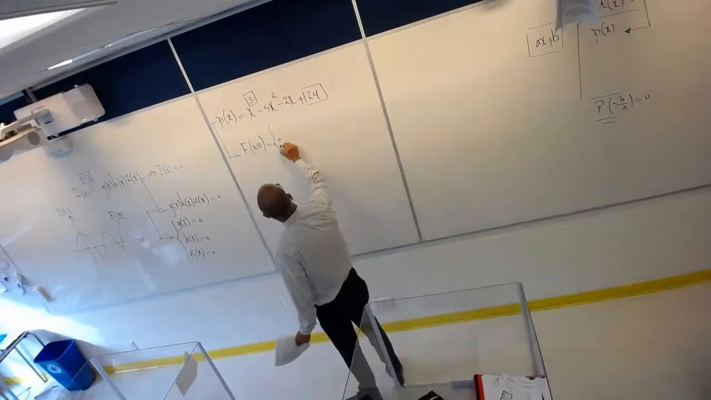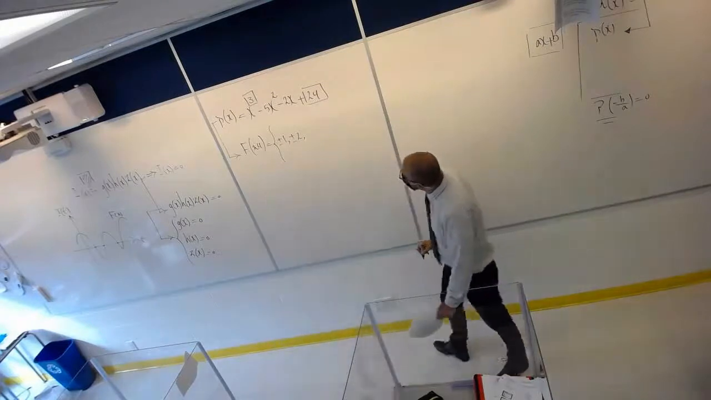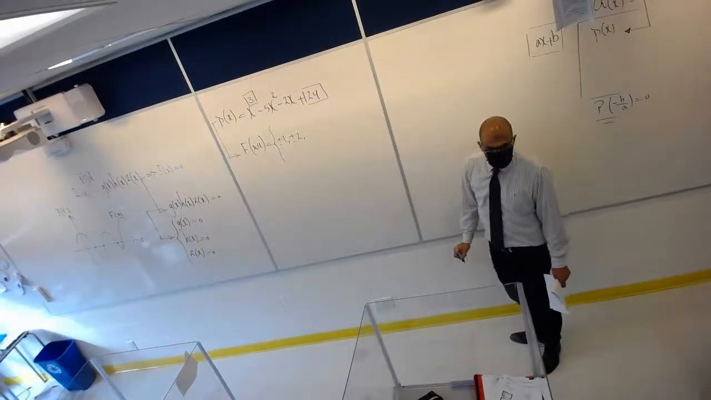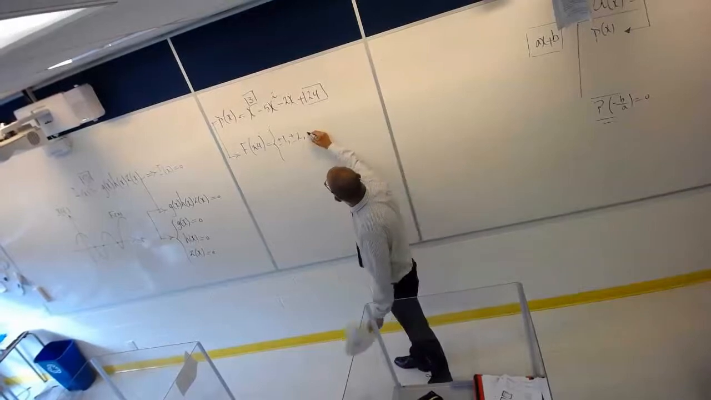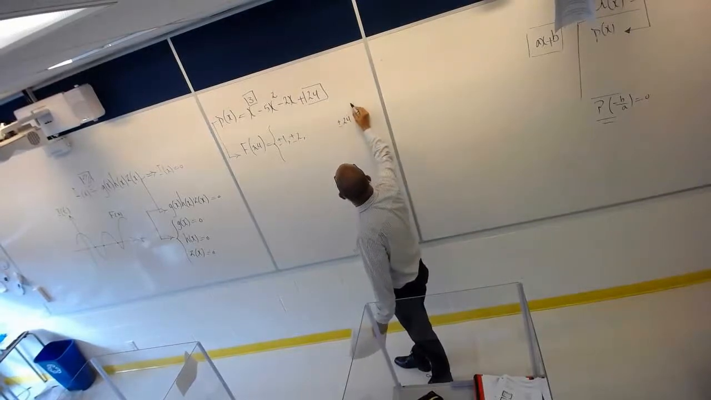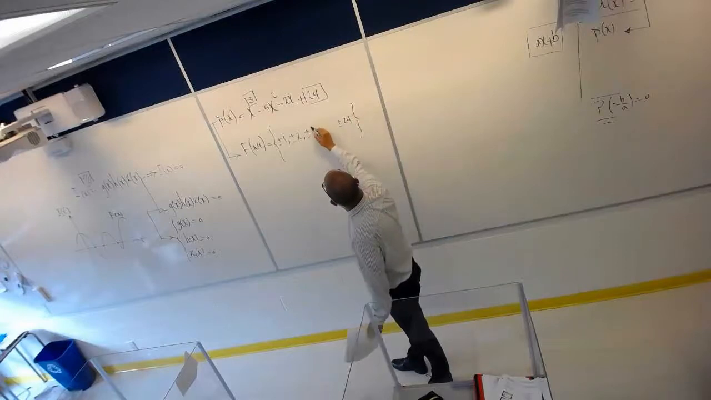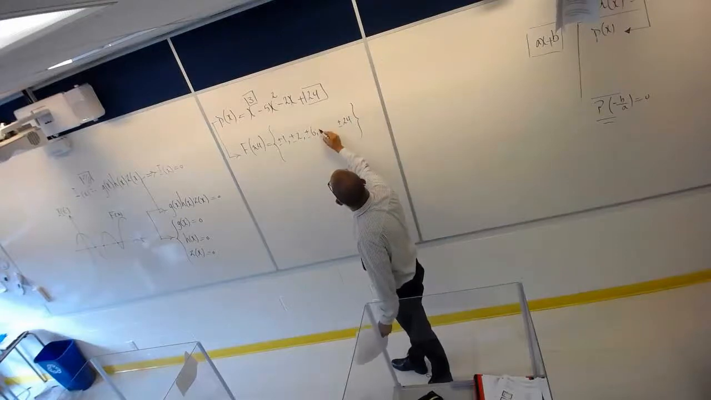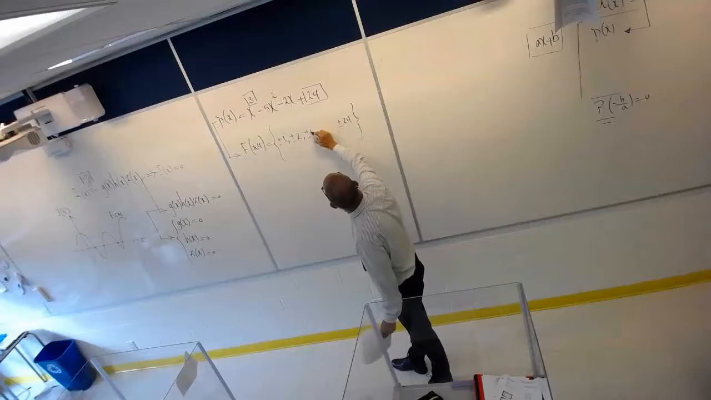The factors are plus or minus 1, plus or minus 2. And Alexander, what else can you tell me? Six. Okay. Four. Let's start with the four. Six.